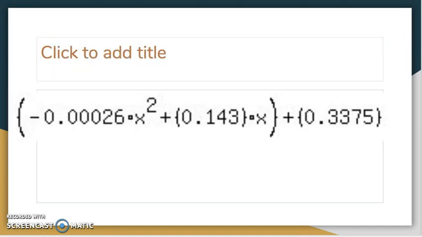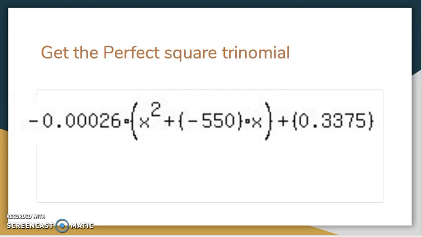So here it looks like 0.143. So now you want to eliminate the number in front of the x squared. So you divide 0.143 by negative 0.0002, the coefficient of x squared. After you do that, you will get negative 550. Now we need to get the perfect square trinomial. Now we need to complete it.